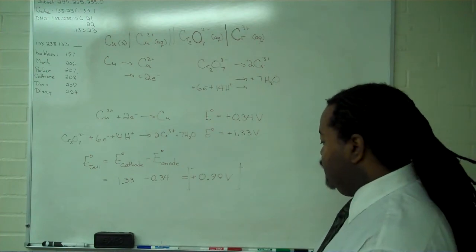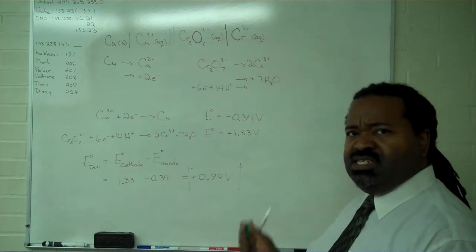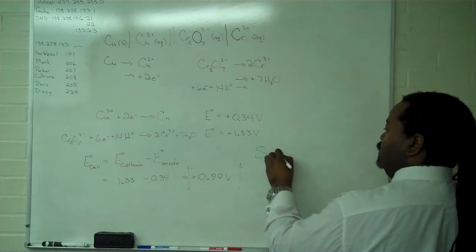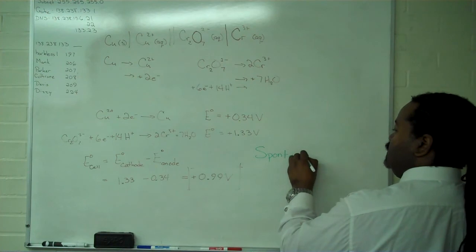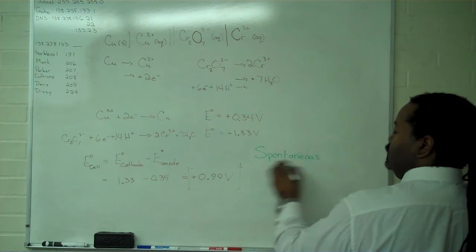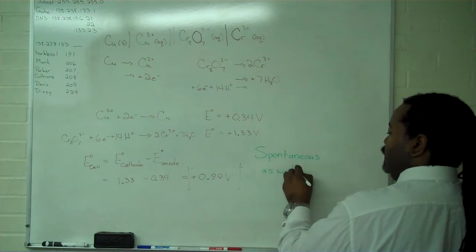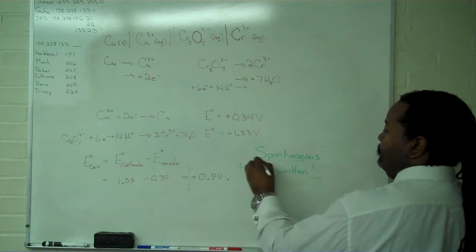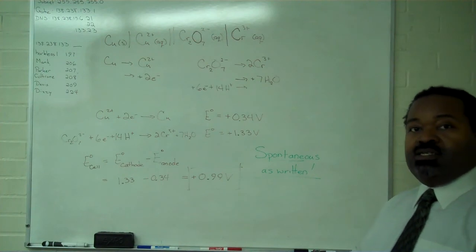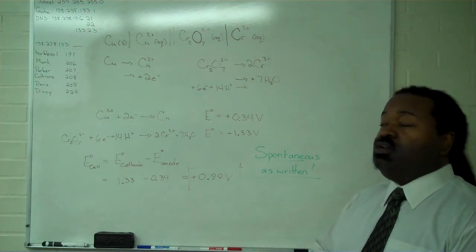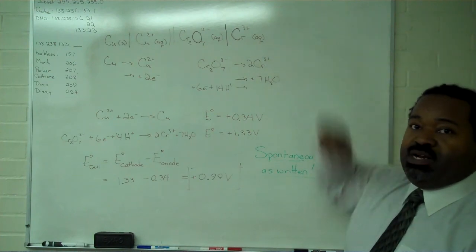And because the E cell standard is positive, the other thing we know is that this is spontaneous as written. So this is how we can determine a standard cell potential starting from our cell notation.